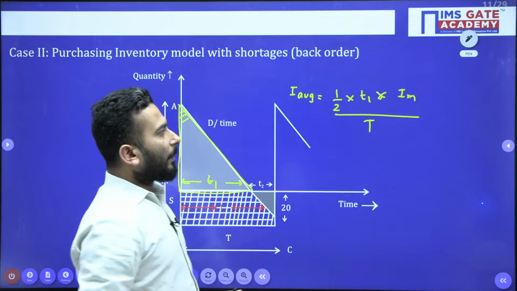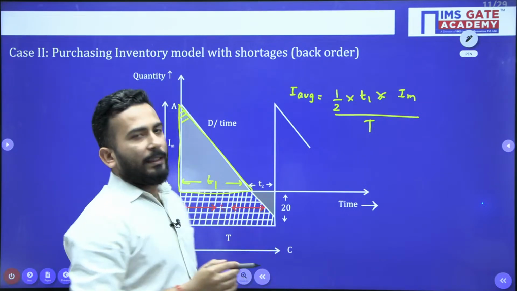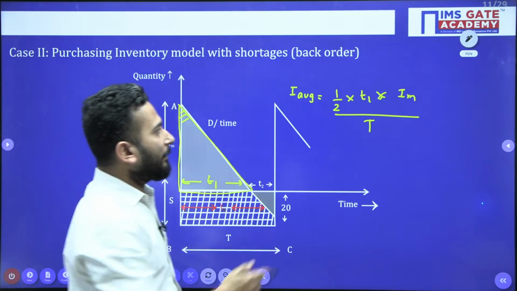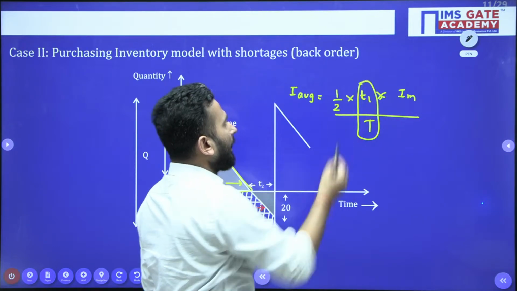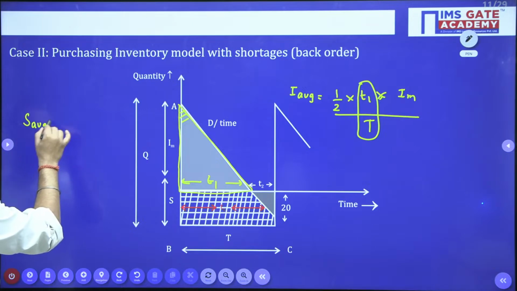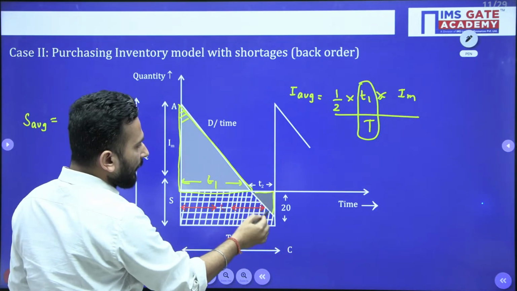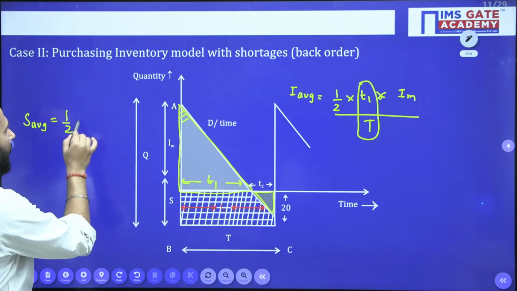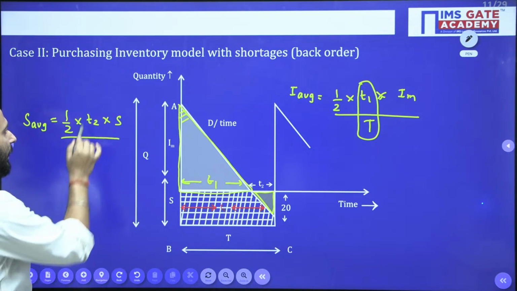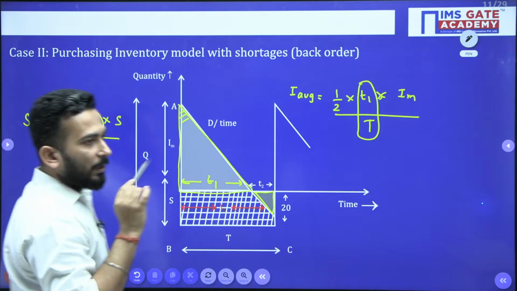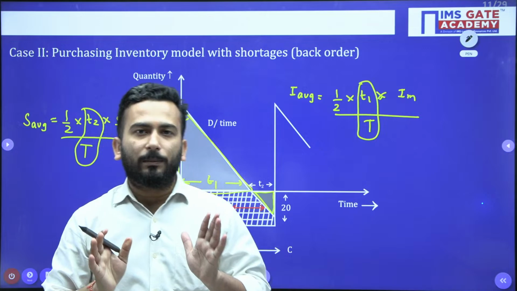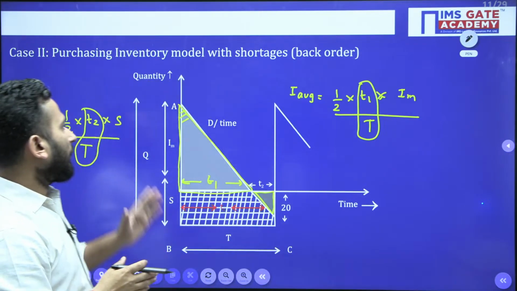See, T1 by T, this is fine. This is the average inventory. But my dear friends, what about T1 by T? I'll tell you one more thing. Suppose if you want to find the average shortage, you calculate the area for this, that is half into T2 into S, divided by the total time T. So what about this? How to use? That is why I tell you that always make use of the area of the triangles.